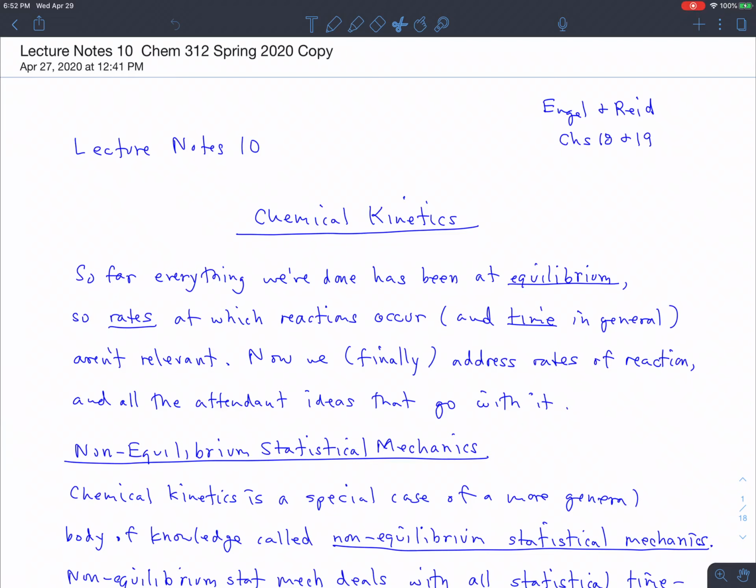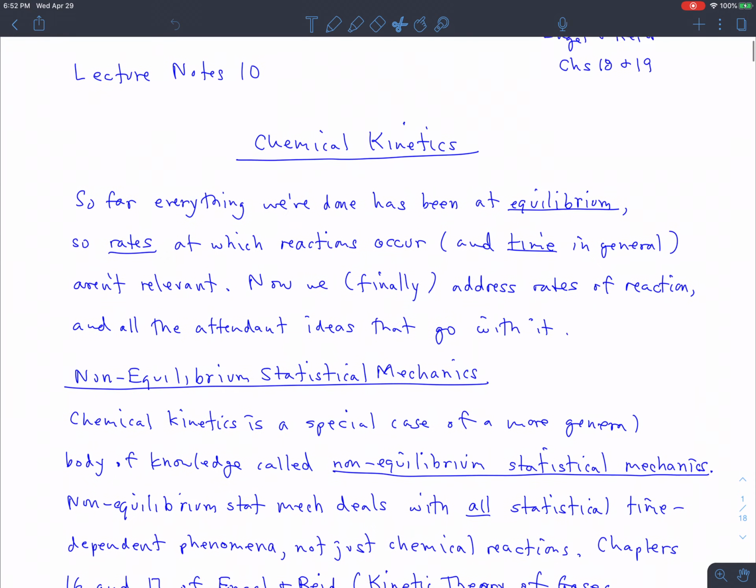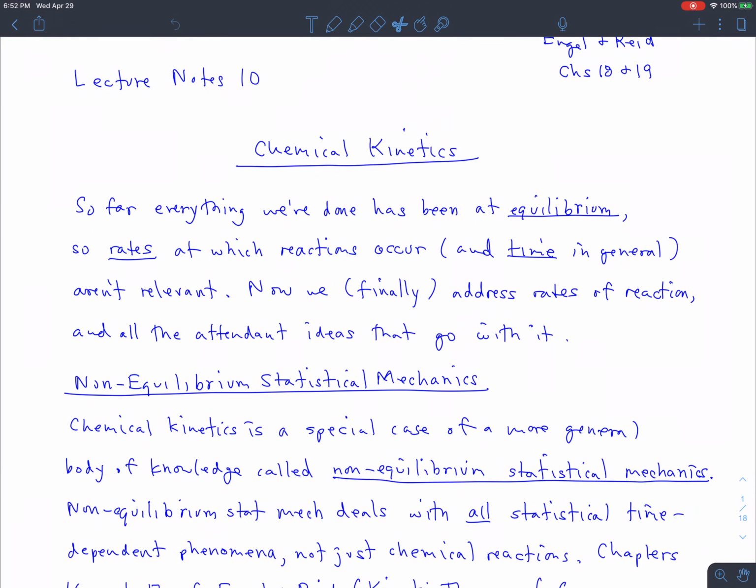Okay, we are now into the very last section of the class, where for the first time all semester, we begin to deal with the fact that things happen in time. We start talking about rates, how fast things happen, and not just where they end up after they've reached equilibrium. So it's hard to overemphasize how important chemical kinetics is.